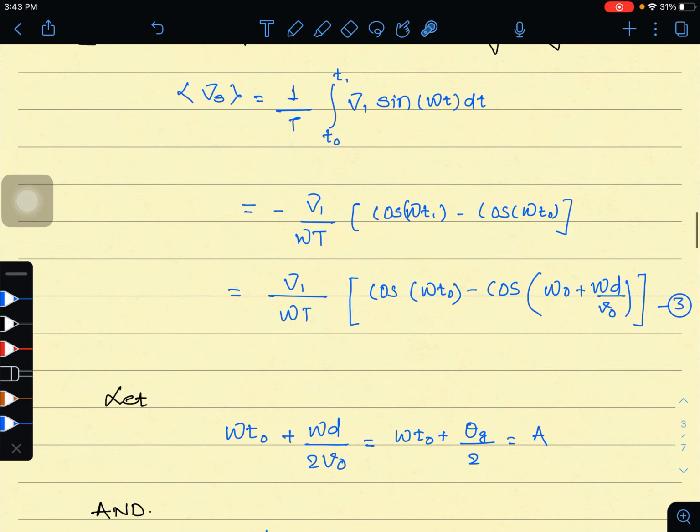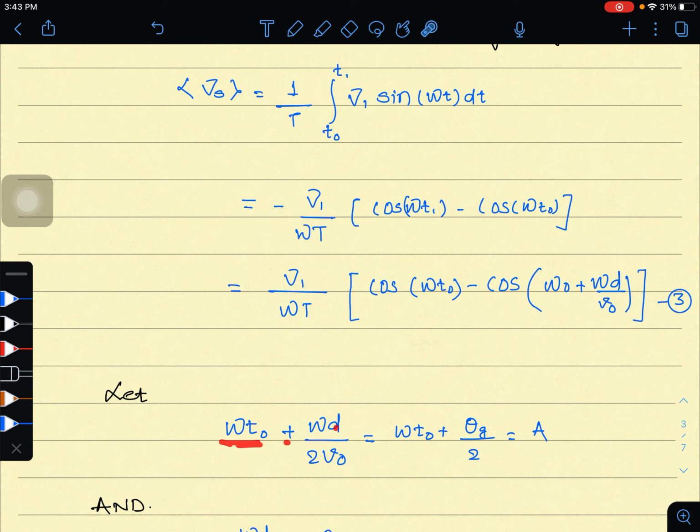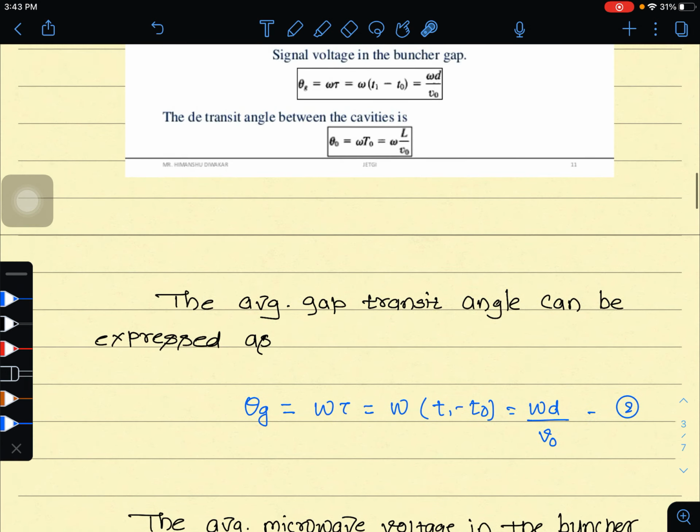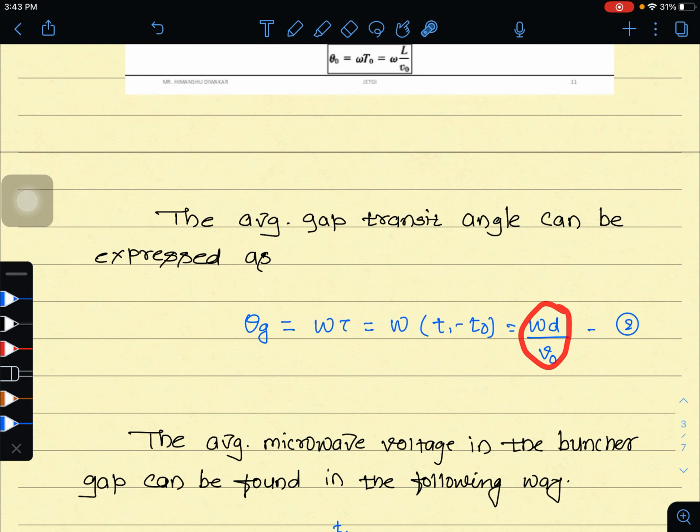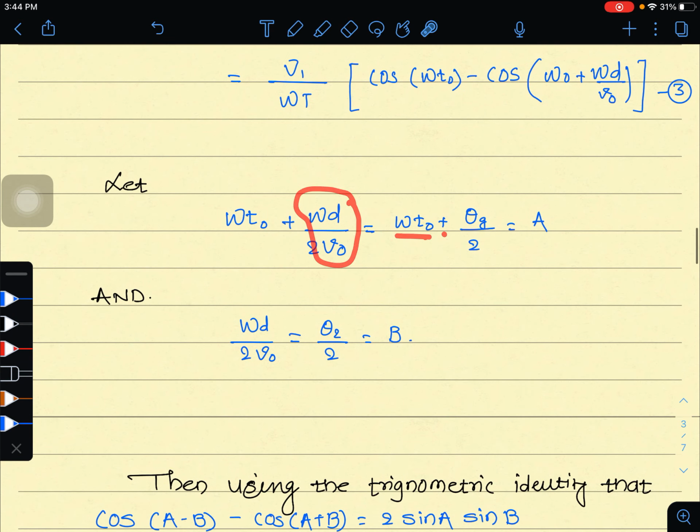Okay, now let us consider what is omega t0 plus omega d by twice v0. Here the twice is one of the new factors we are introducing, for our purpose. So it is equal to omega t0 plus omega d by v0. Here, omega d by v0, what is this? This is nothing but theta g. We can write these equations like that: omega t0 plus theta g by 2, and now this equation is simply called A.